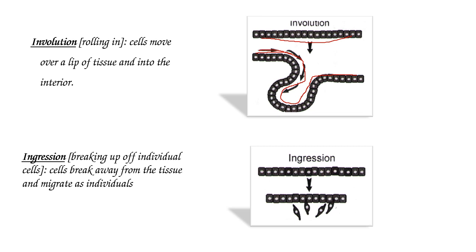And ingression, the breaking up of individual cells. So the cells break away from the tissue and migrate as individuals. It is clear. So in this, in a layer of cells, some cells break away from that layer and migrate as individual cells.